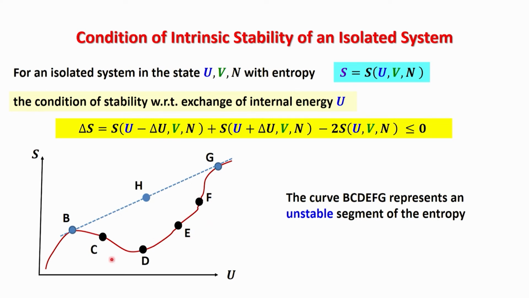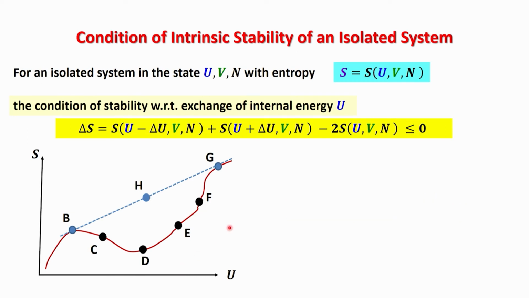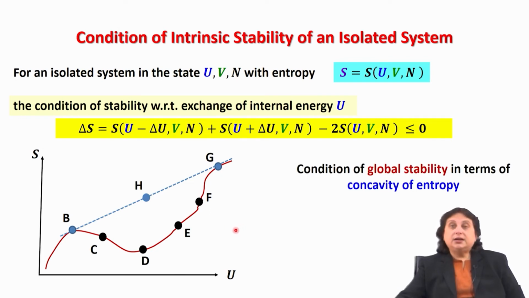So, if you are maintaining the system at some values of U between B and G, the system will not remain stable in a single phase. That says that this condition is actually a condition of global stability, and it says that there should be a concavity of entropy. Here, as you see between these two points, the entropy is not concave, it is convex. As a result of this, this is an unstable segment.